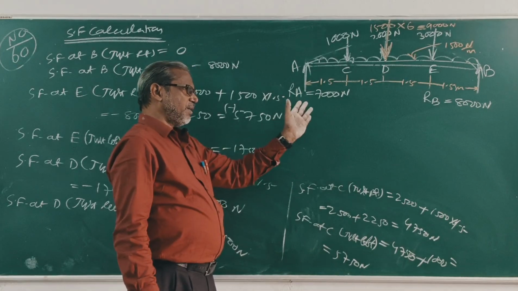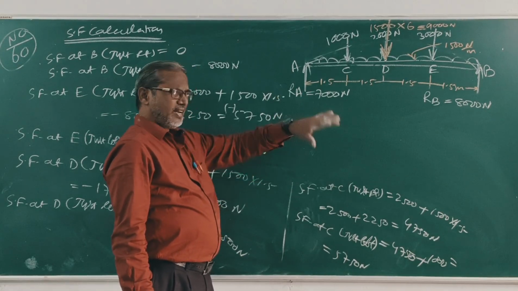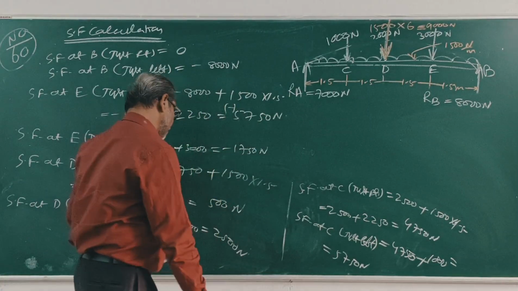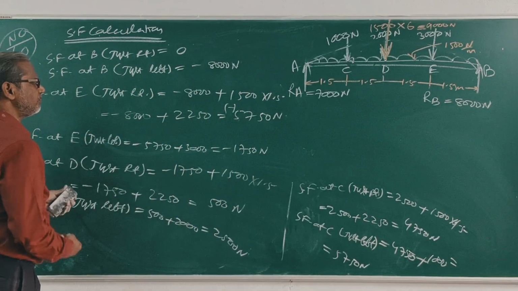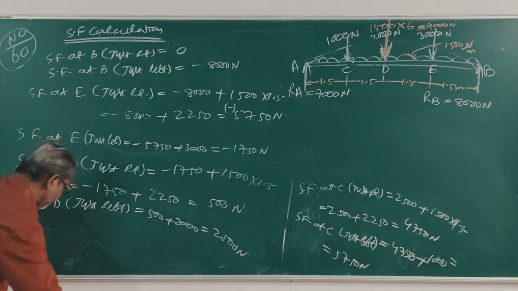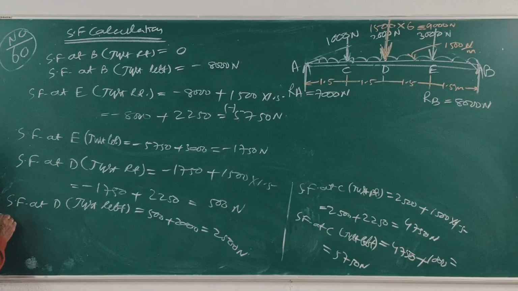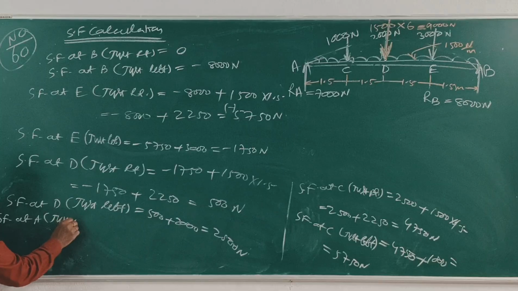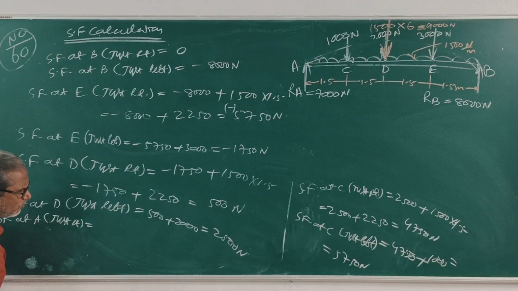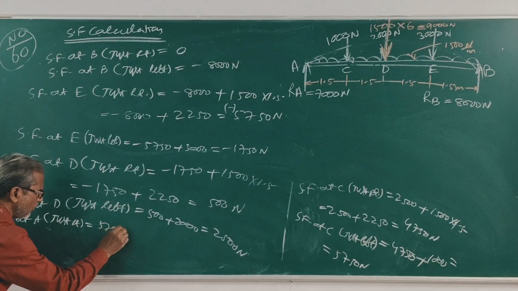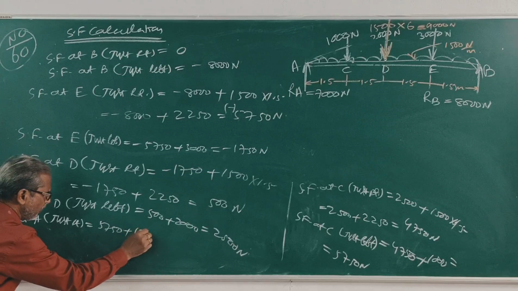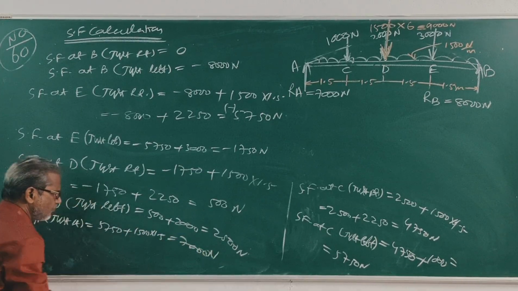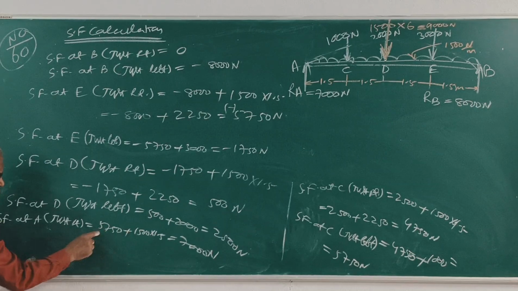B right, B left, E right, E left, D right, D left, C right, C left. At A. Shear force at A just right: 5750 plus 1500 into 1.5, 7000 Newton. This is 2250 plus this.